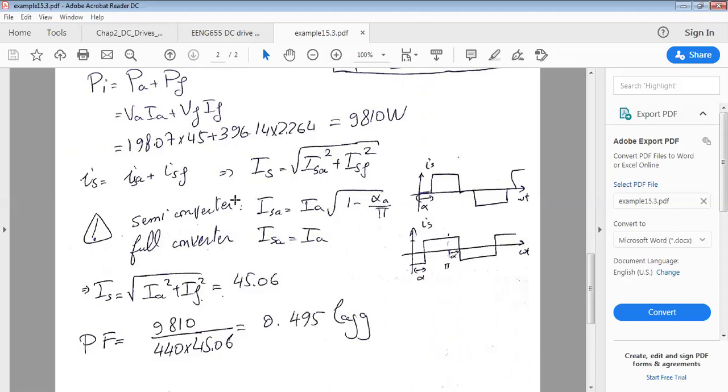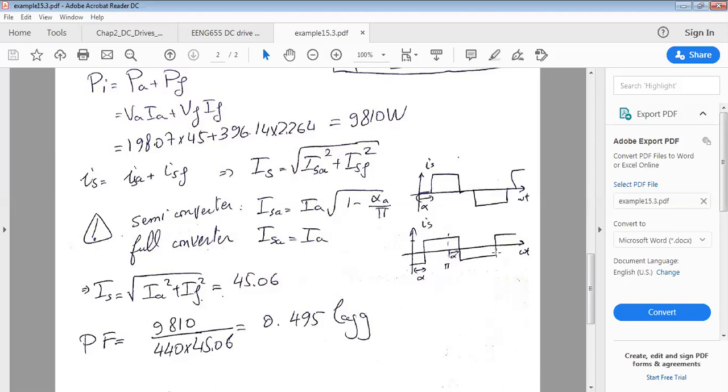Here, just a small remark. In example 15.2, we had a semi-converter. For the semi-converter, ISA equals IA times square root of 1 minus alpha over pi. Since in a semi-converter between 0 and alpha, none of the two thyristors are conducting, so we have zero current, and then we have current equal to IA between alpha and pi. However, in a full converter, between 0 and alpha, we have a negative current. We have a current at minus IA, then a current at plus IA, minus IA.